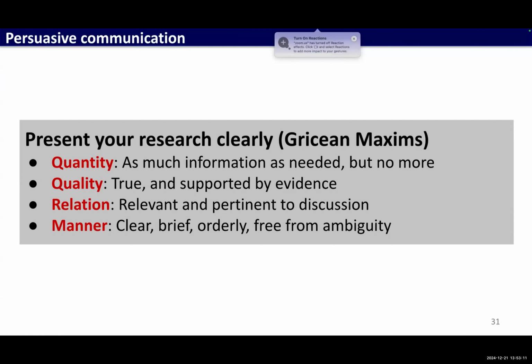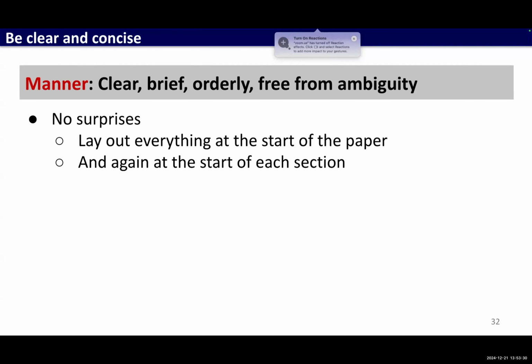It should be orderly, so have a clear flow of the argumentation. It should be free from ambiguity. So basically in this fourth maxim, it's kind of write well. That's kind of the argument, right? Write well.